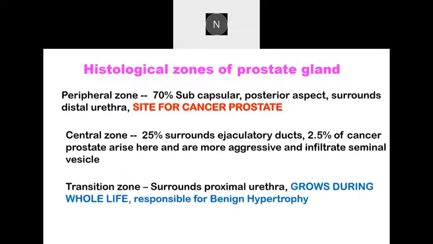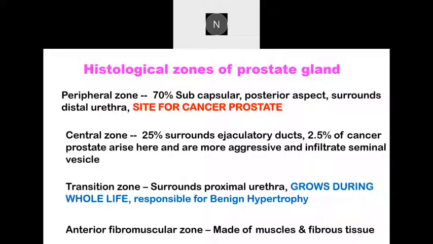There is a transition zone of 5 to 8%. This is the zone which surrounds the proximal urethra, and the tissue here grows during the whole life. And this is the one responsible for benign hypertrophy of the prostate. So there is an anterior fibromuscular zone made up of muscle and fibrous tissue.